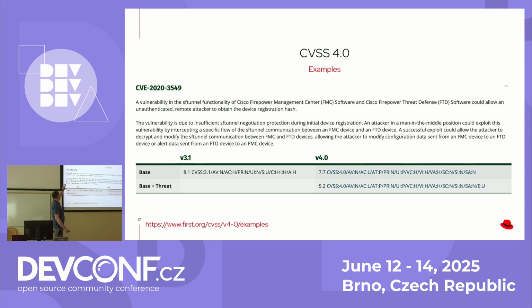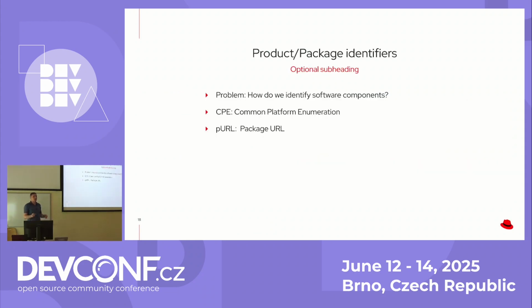For this particular CVE, the 3.1 version says it's an 8.1 score. In the same base scoring, 4.0 will give it 7.7. But if you take a look at the base plus threat metrics, it's actually a 5.2 score for this particular vulnerability. So okay, now we have an identifier, we have a brief description, we know how important this vulnerability is, right?